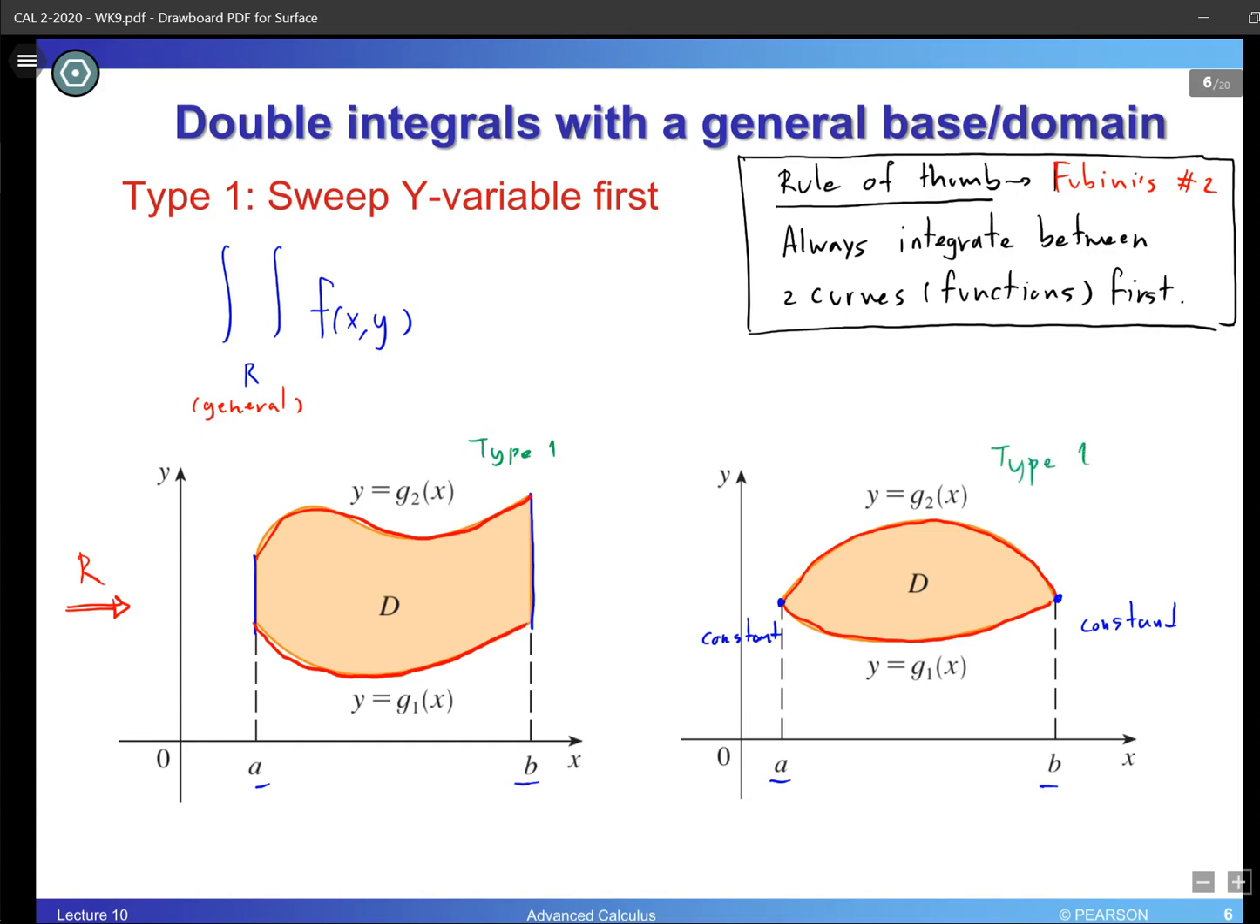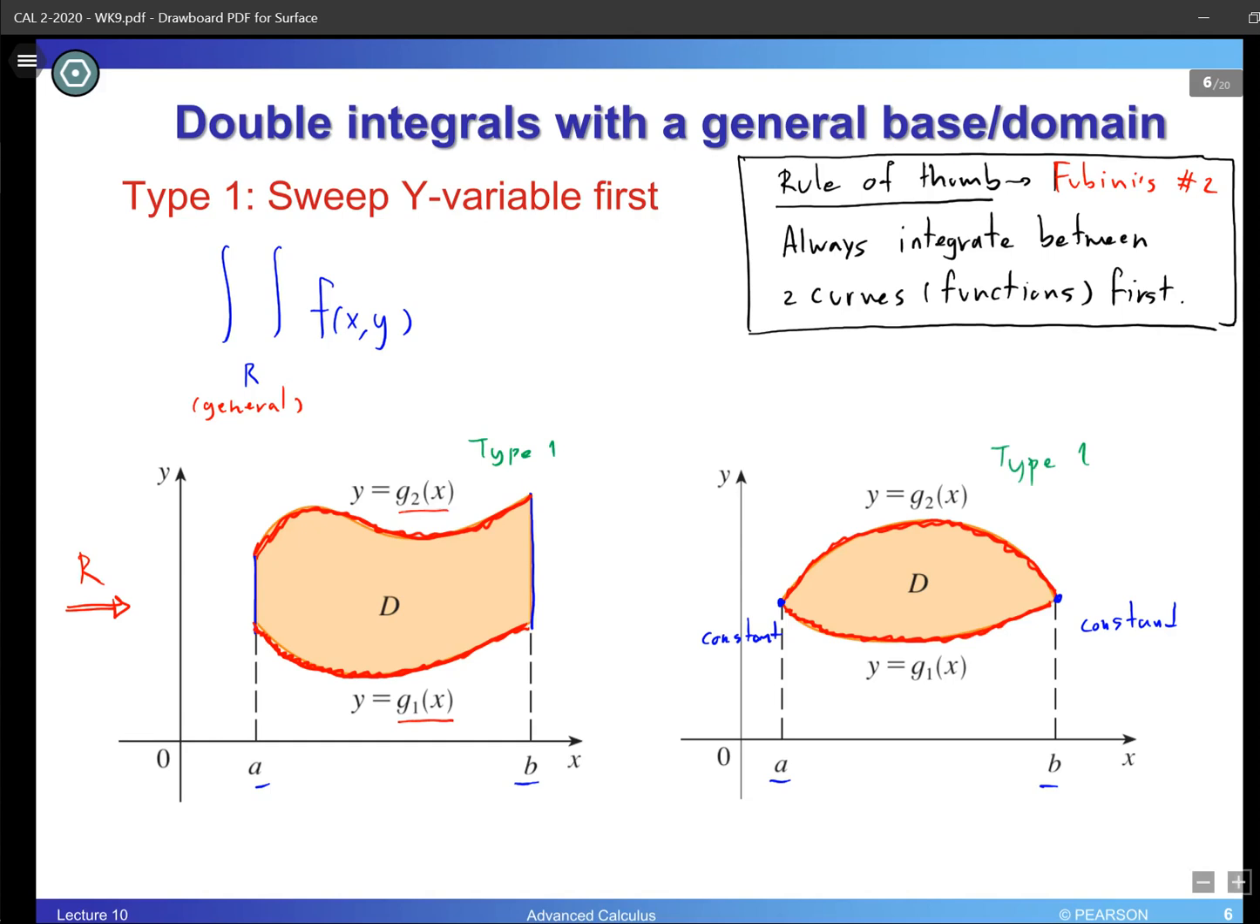Okay, now back to the rule of thumb. We always need to integrate between two curves first. So we are going to integrate between this lower curve and the upper curve. Since this is the same type, we are going to do the same thing. Now let's take a look at the lower curve. The lower curve is represented by this function g1 of x, and we are going to integrate from g1 of x to the upper curve, which is g2 of x.